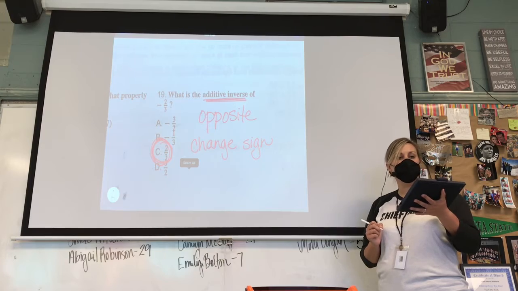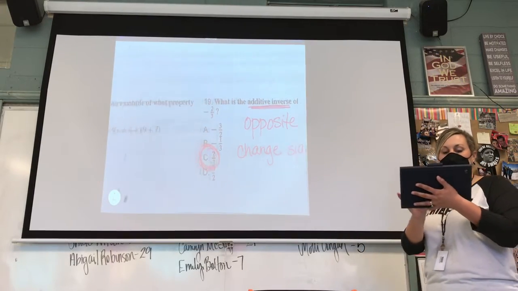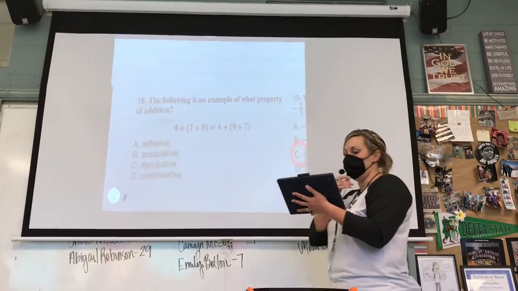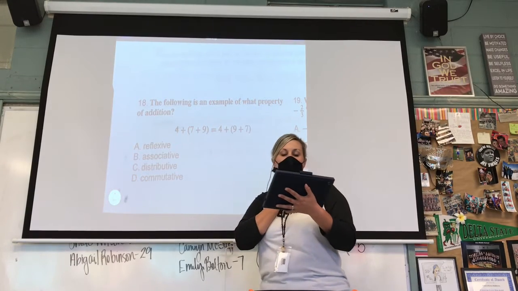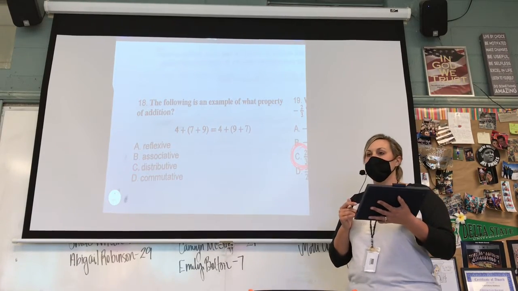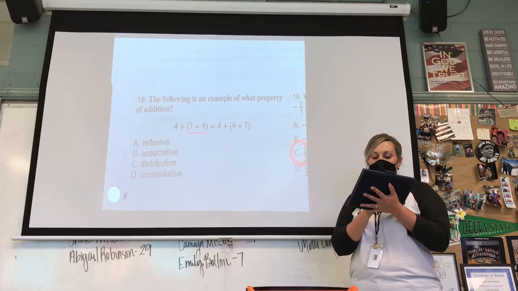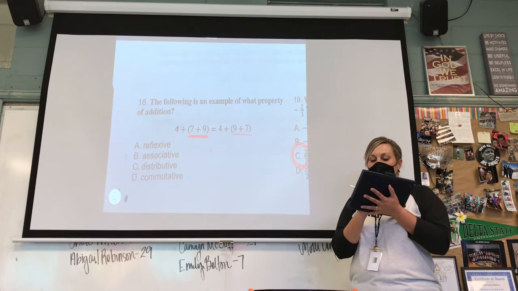Please pause that. We're rolling. Action. All right, look at number 18. Number 18 says the following is an example of what property? I want you to underline this part of it.